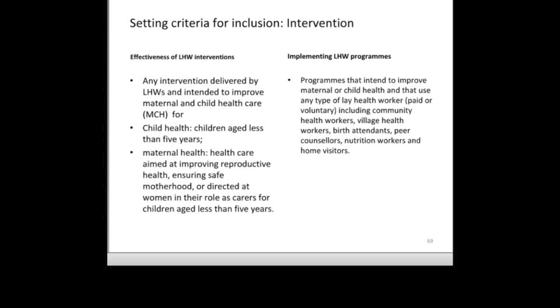Considering the intervention, the effectiveness review actually considered any intervention delivered by lay health workers intended to improve maternal and child health care. So child health was operationalized as children aged less than 5 years, and maternal health was healthcare aimed at improving reproductive health, ensuring safe motherhood, or women in their role as carers for children aged less than 5 years. So that really sets the boundaries of a review, because the authors could have included many more outcome measures on the level of maternal or child health.